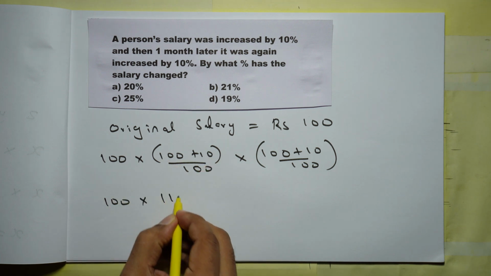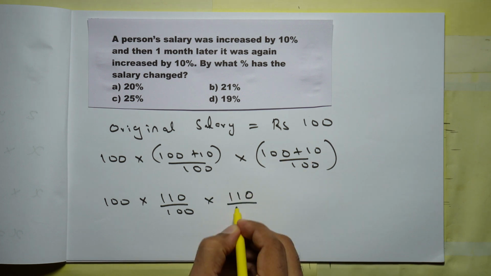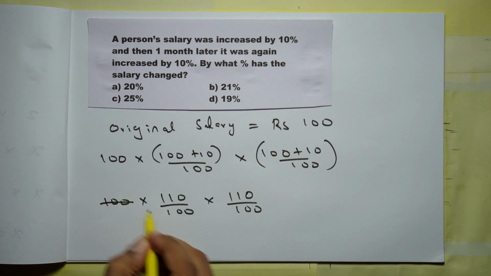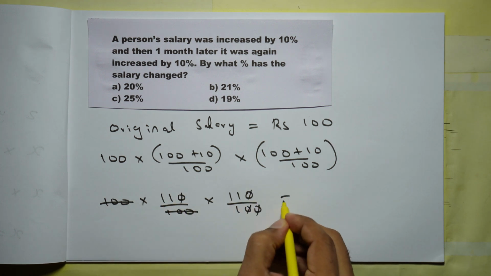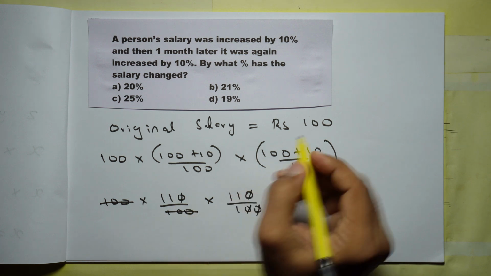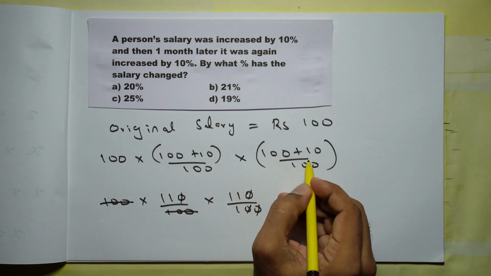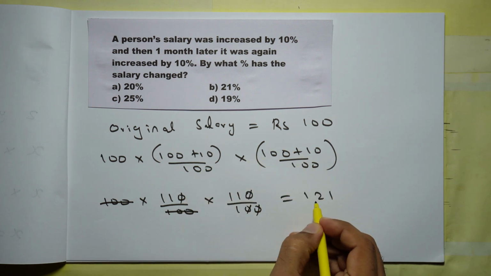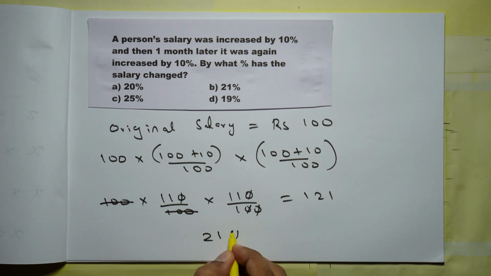100 plus 10 is 110 by 100, into 100 plus 10, 110 by 100. I'll cancel this 100 here, 10 here and 10 here. So it will be 11 into 11, 121. So you can see that initially the salary was 100 and after the two successive 10% increases, it has become 121. From 100 to 121, the salary has increased by 21%. So by what percentage has the salary changed? It has increased by 21%.